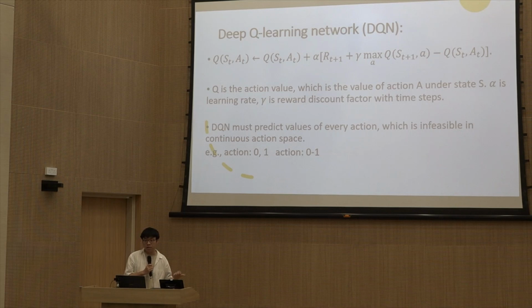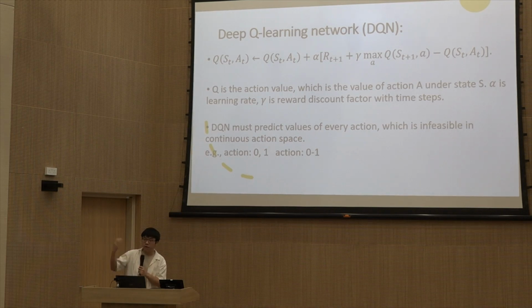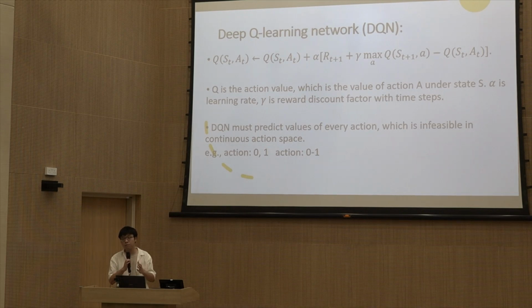And the alpha is the learning rate, and the gamma is the discount factor with time steps. Because the action far away from this current state will have less influence on this state. So you can see from this that DQN must predict the values of every action, and it directly selects the best action with the maximum Q value. So it is not feasible in continuous action space.